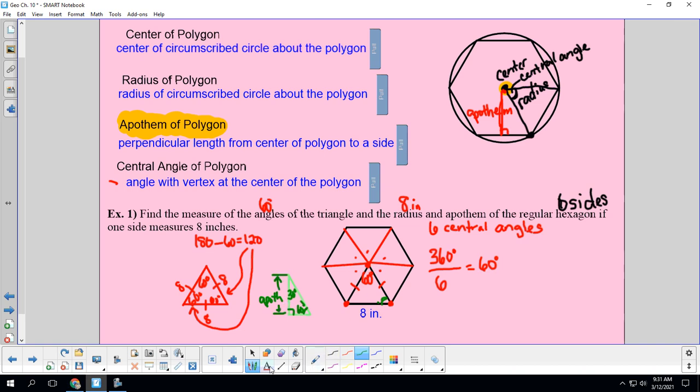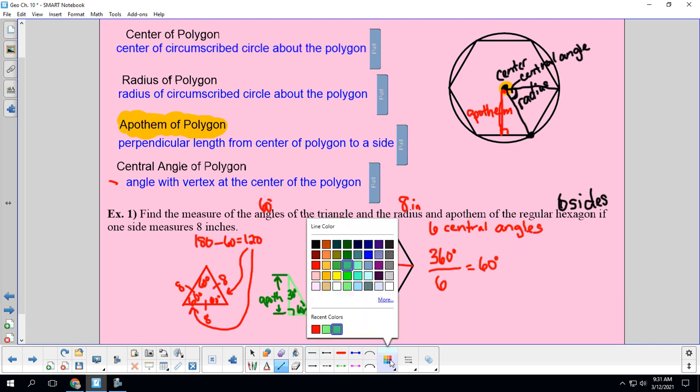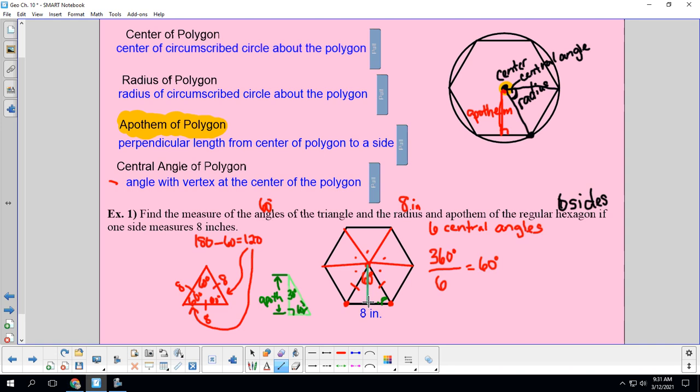Now check this out. I'm going to redraw this little triangle. Okay. So here's this little triangle. We are pulling out this little triangle because we want to find the apothem. It's the distance from the center perpendicular to the side. So let's see what items we can glean. If the whole thing is 8, what is half of 8? That's right, 4. So my short side here is 4.